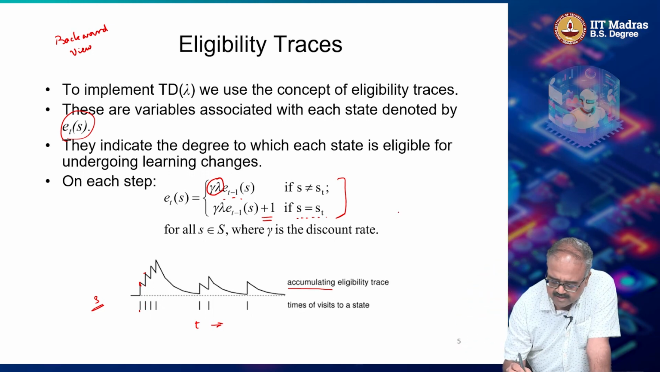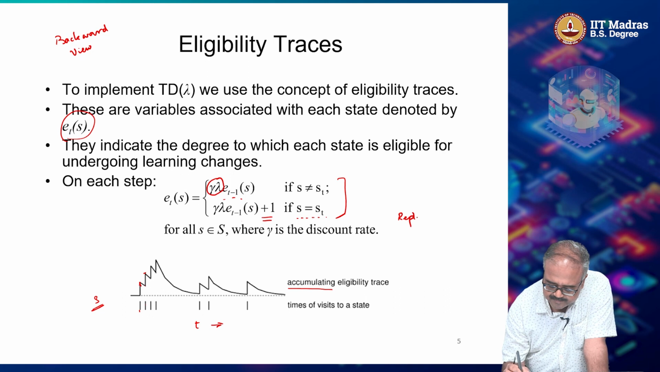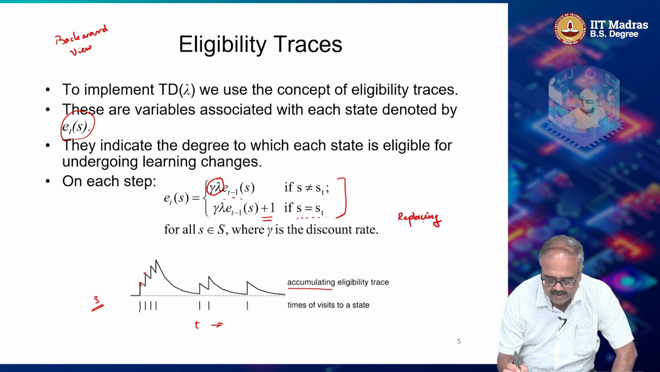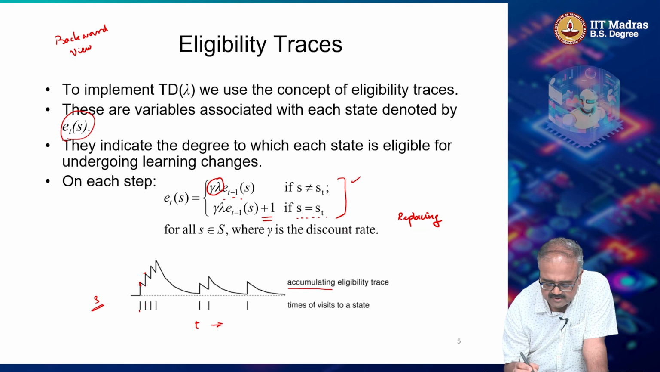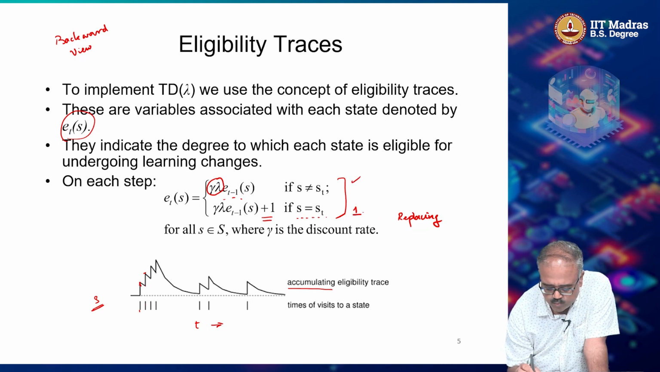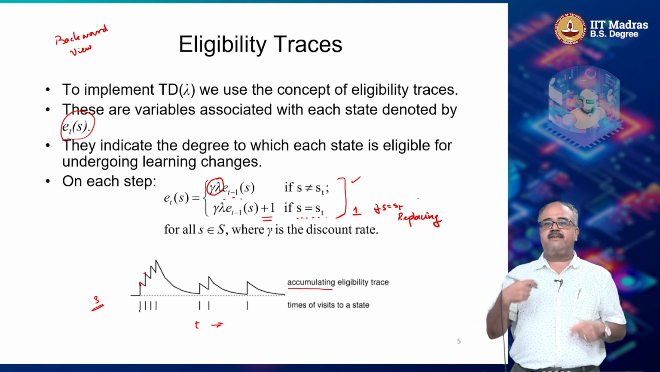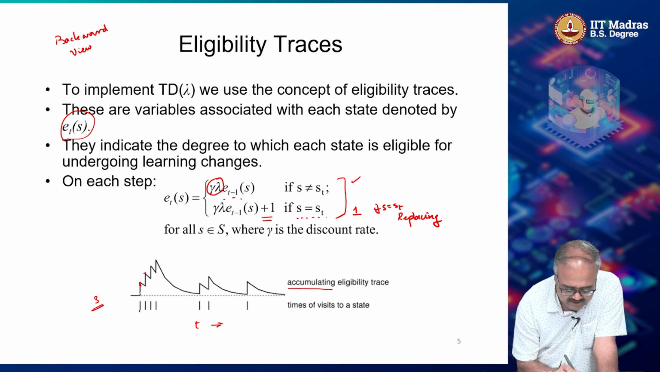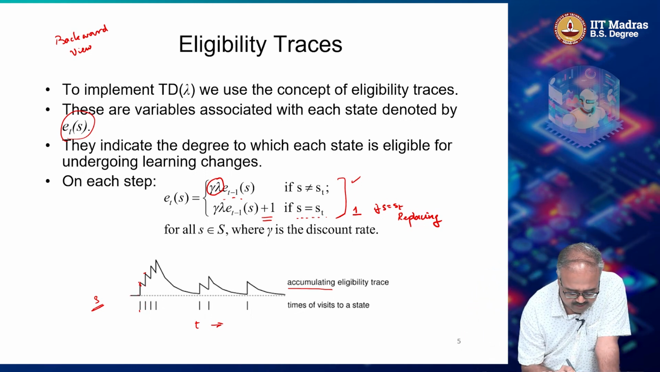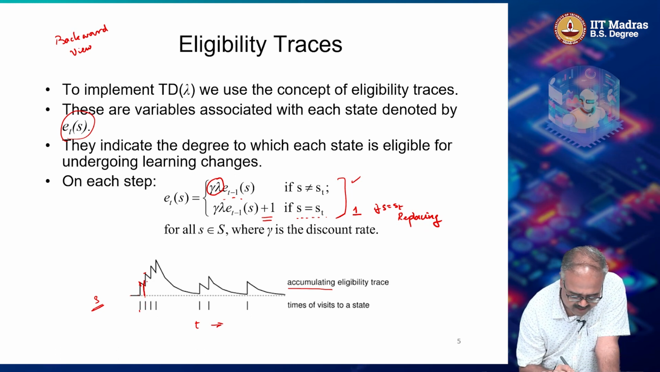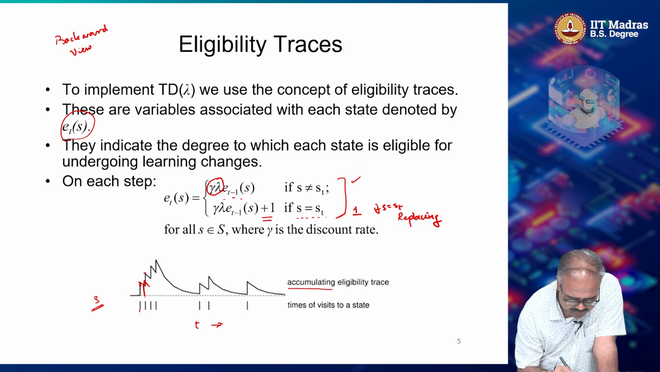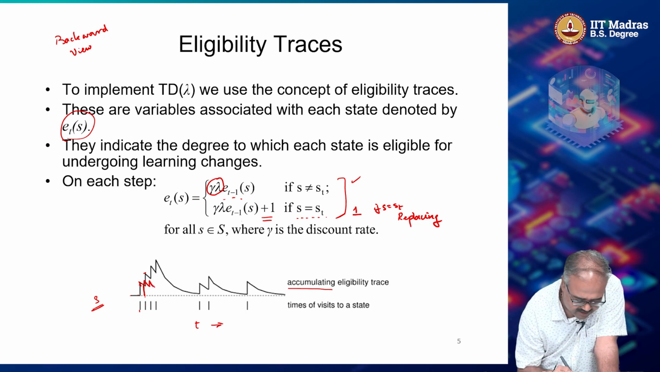You could also define something called replacing eligibility trace, where the equations are very similar, but here it is just 1 if s equals st. So instead of carrying over the previous eligibility, you just replace it by 1. So what will happen in this particular instance? It went up to 1 and starts decaying, the state happens here again, so it will go back up to 1 and start decaying, then go back up to 1 and start decaying again.